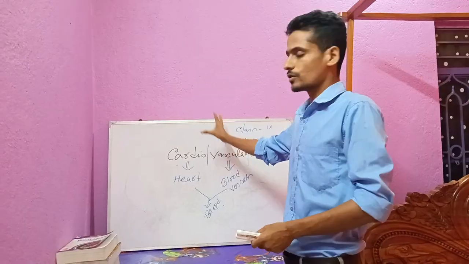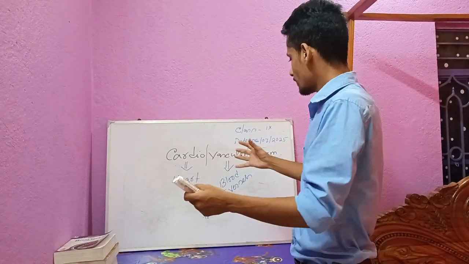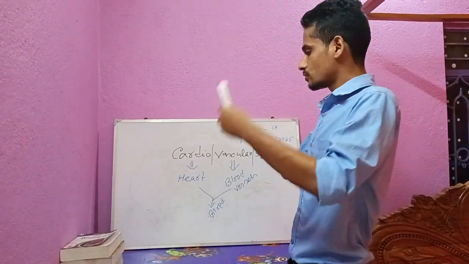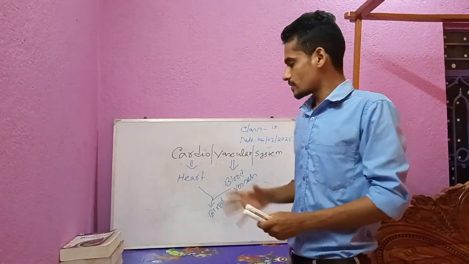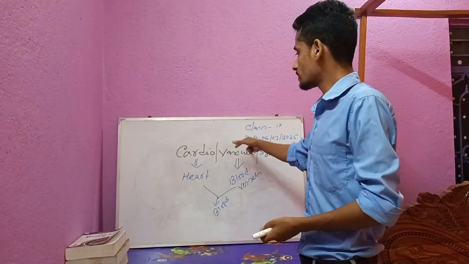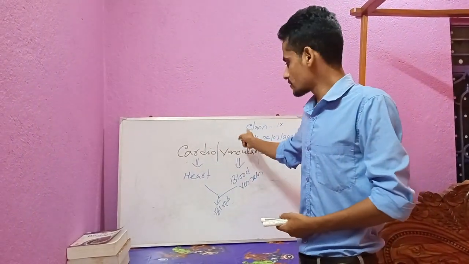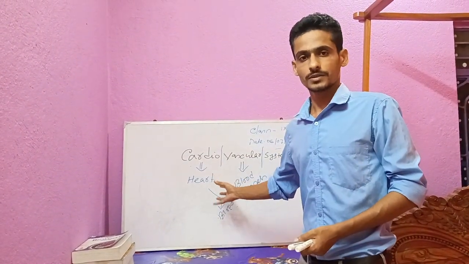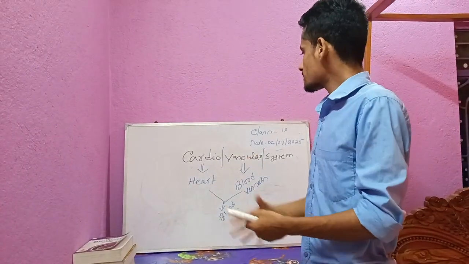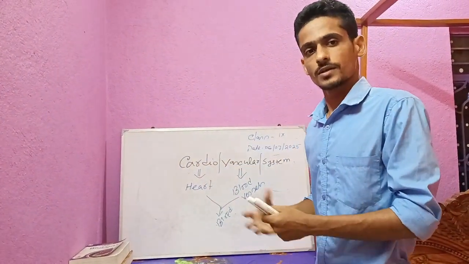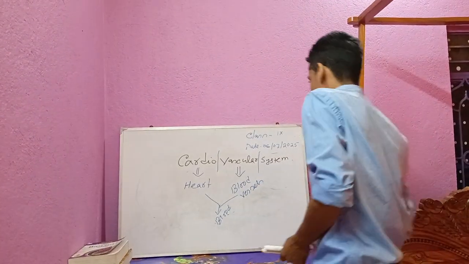What is the function of this system? The function of the cardiovascular system is the circulation of blood throughout the body. So basically, blood circulation in our body is done due to this cardiovascular system, and it comprises heart, blood vessels and blood. Now we will discuss the heart, that is the main component of the cardiovascular system.